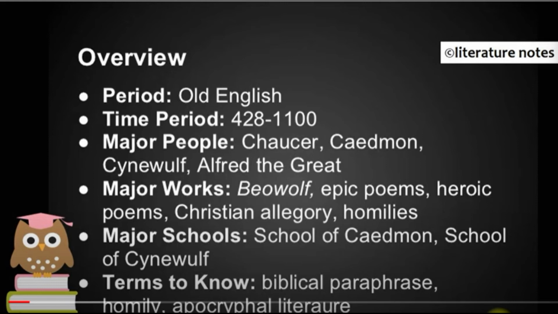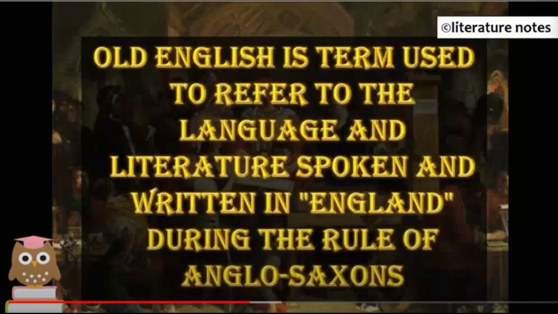The third manuscript is called the Vercelli Book, a mix of poetry and prose. How it came to be in Vercelli, Italy, no one knows, and is a matter of debate. The fourth manuscript is called the Nowell Codex, also a mixture of poetry and prose.